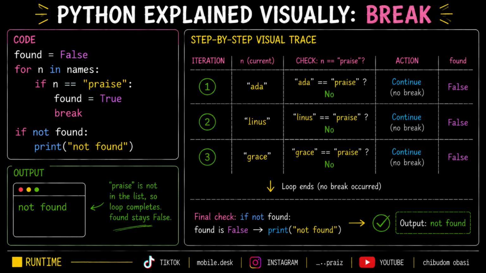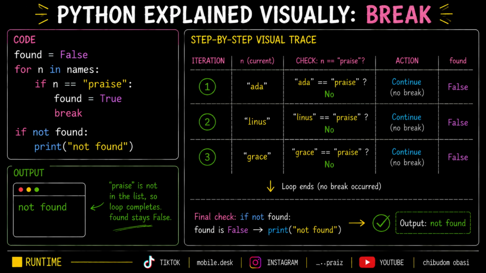Another approach could be we define found as a boolean variable containing false. Then we have a loop that says for n in names, if n is equal to praise, set found equal to true, and then break. Then if not found, print not found. This also works, but you'll now find yourself having to create a whole new variable for this. So the question now is, how would you approach it?